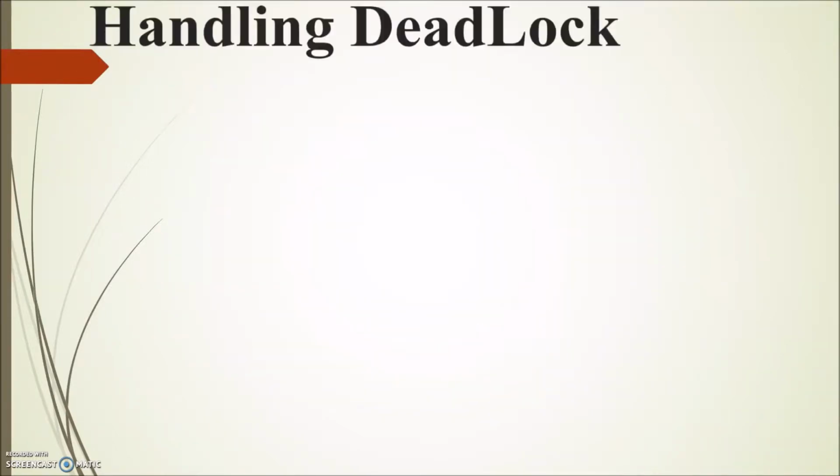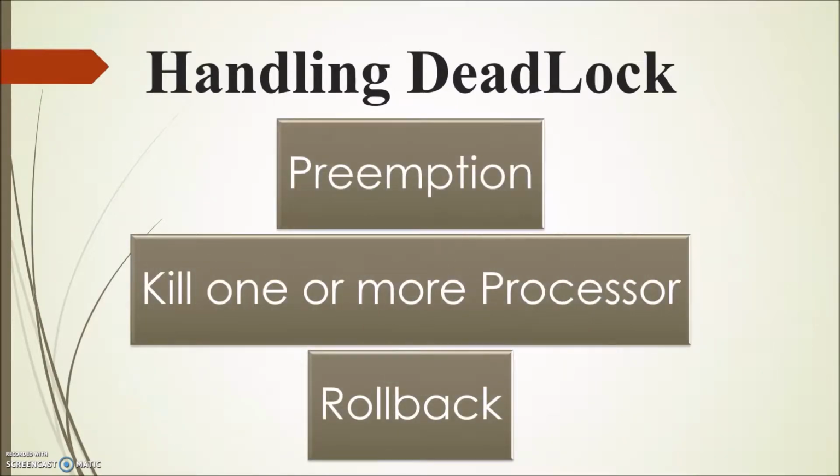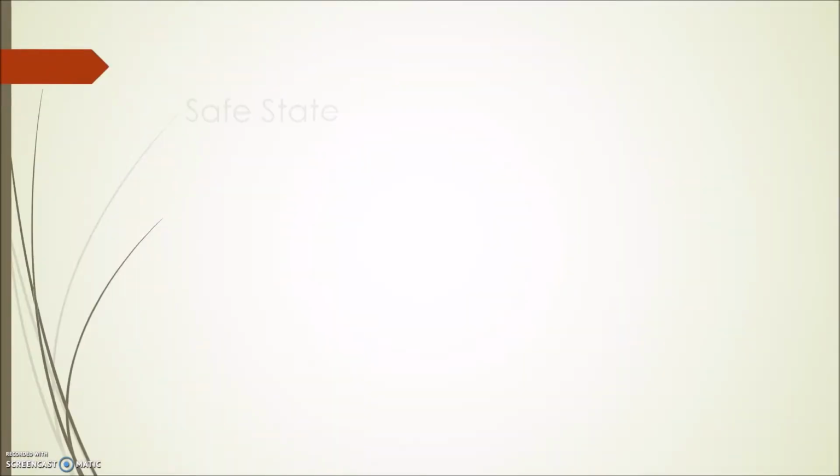Next is how do you handle deadlock. The first one is preemption. The second one is to kill one or more processes. The third one is rollback. For the next part, I will describe the deadlock Banker's algorithm.